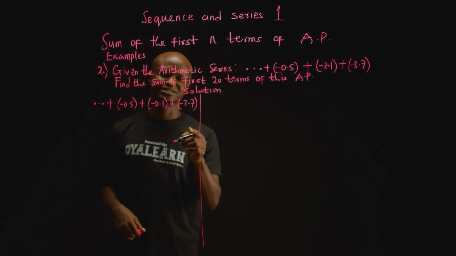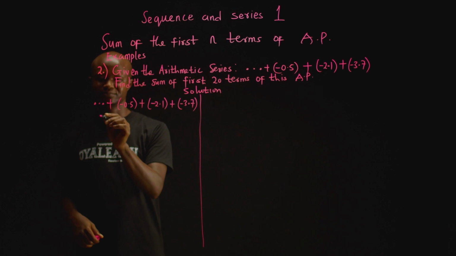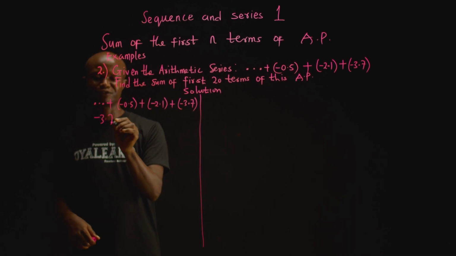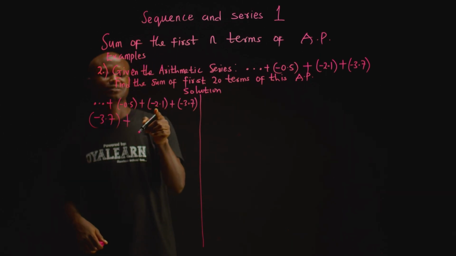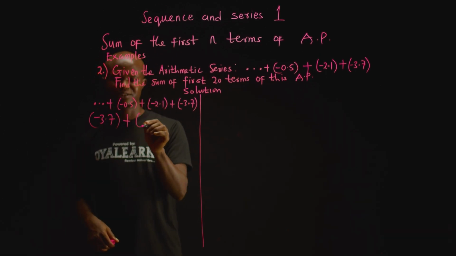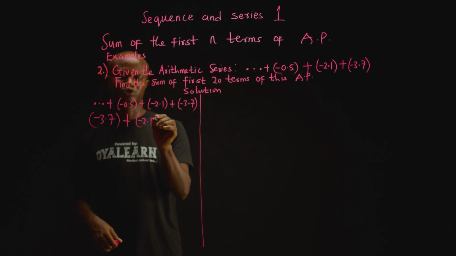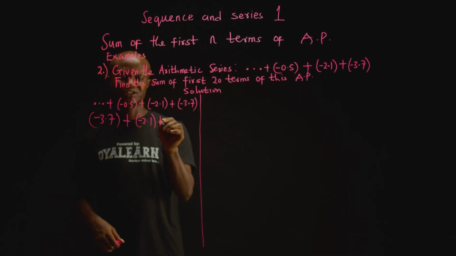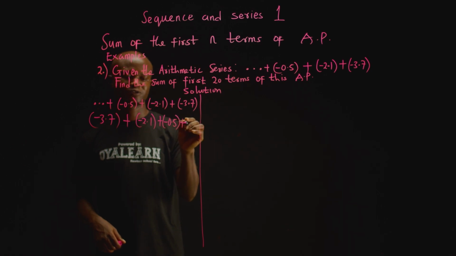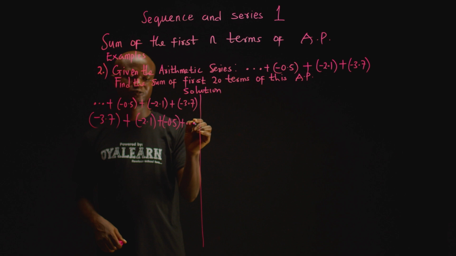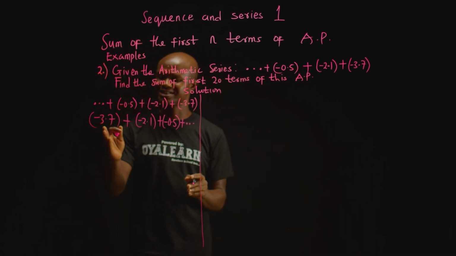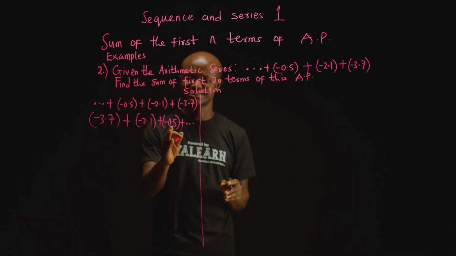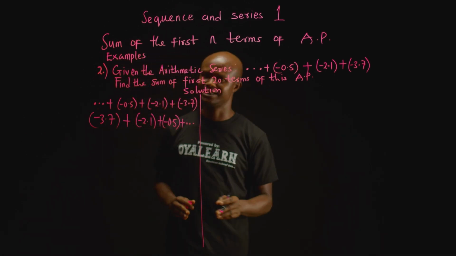So we can write this from the back again. We have the first term, which is minus 3.7, then we now have the second term, minus 2.1, and we have the third term to be minus 0.5. This arrangement is better because it is telling us the first term plus the second term plus the last term, then plus other terms.